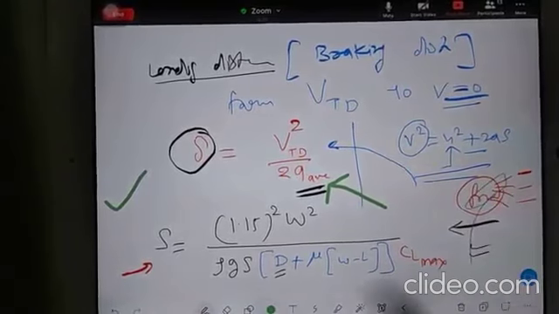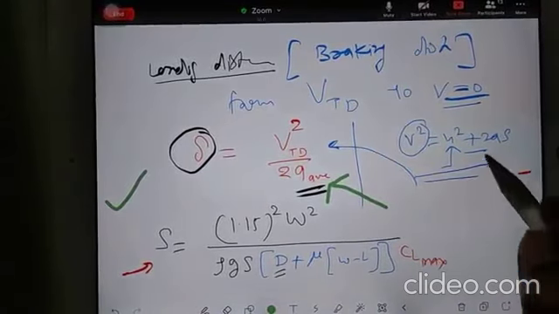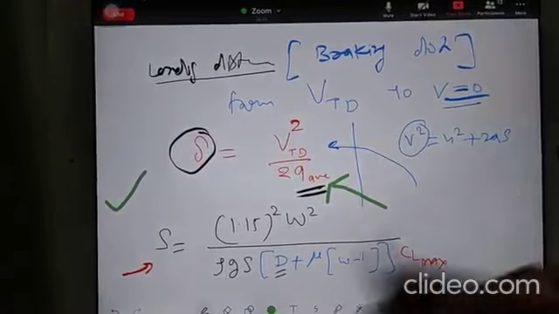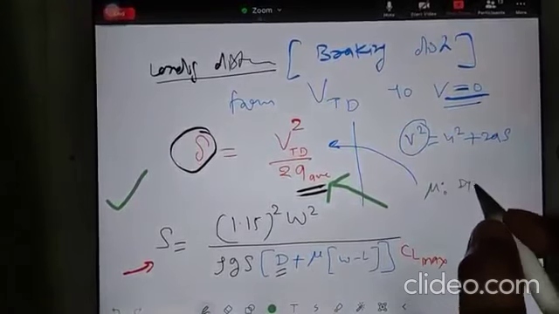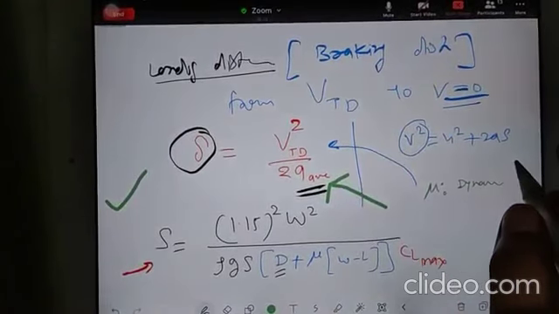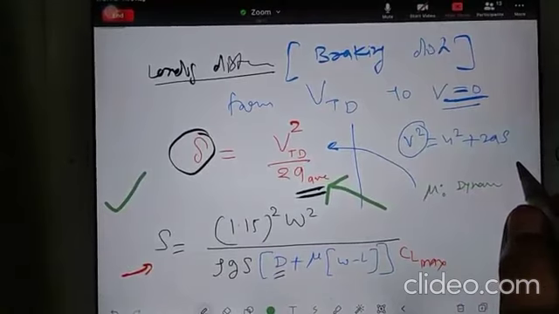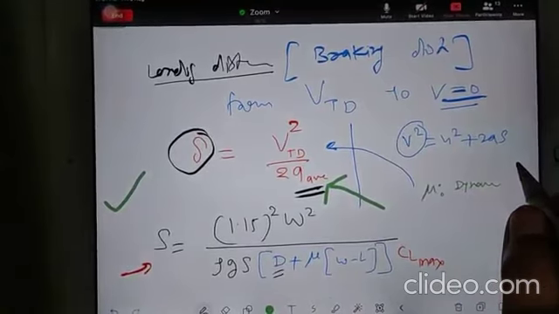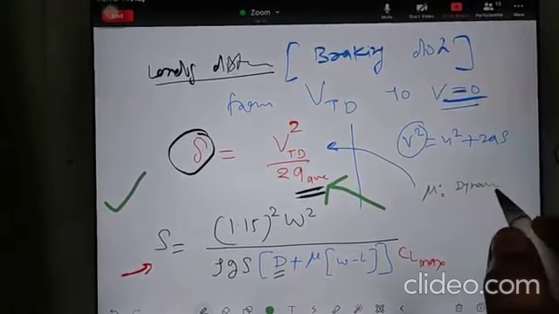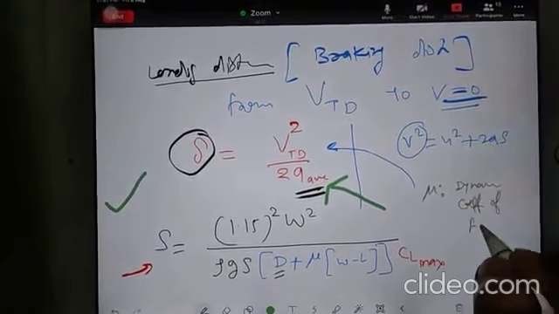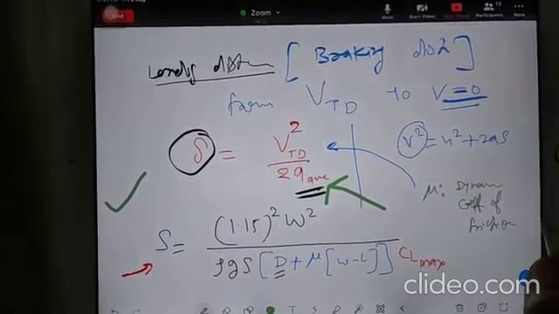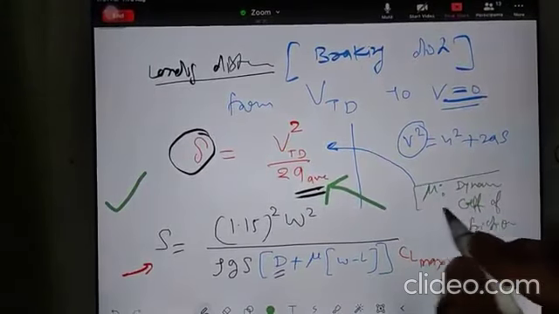Otherwise, you just take down everything you recognize. Only mu you write. Dynamic. Oh, I myself forgot the name. What is mu? Coefficient. Yes. So you write dynamic coefficient of friction. Dynamic coefficient of friction.